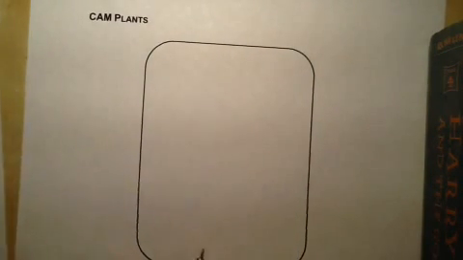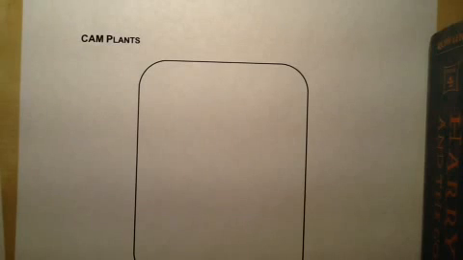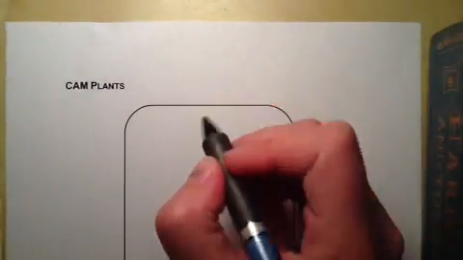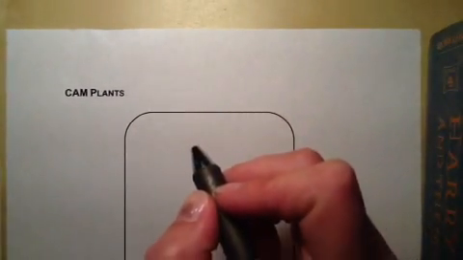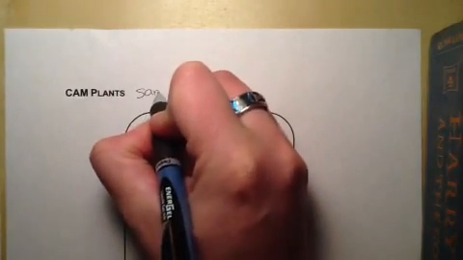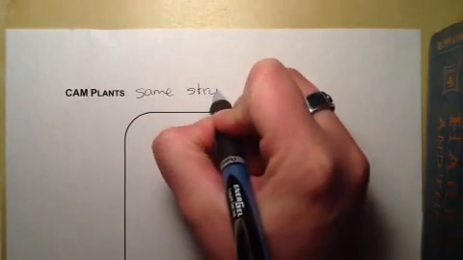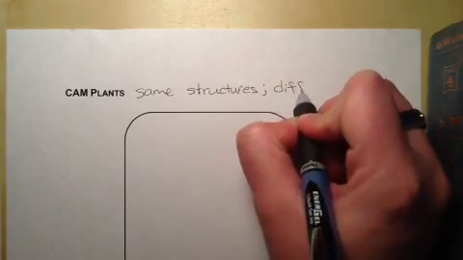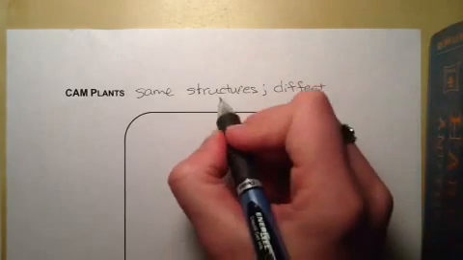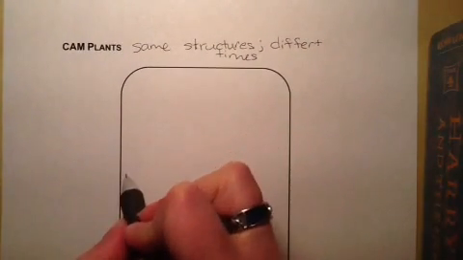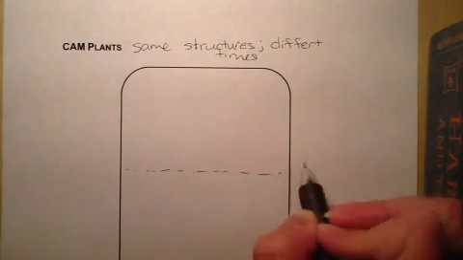Another adaptation to recover from the exact same problem is called a CAM plant. CAM stands for crassulacean acid metabolism. Don't worry about it. The key part of this one is that it's in the same structure, but they just do it at different times of the day, okay? So different times. And so here's what happens in this one. I'm going to do a little dotted line. This is the same cell though.